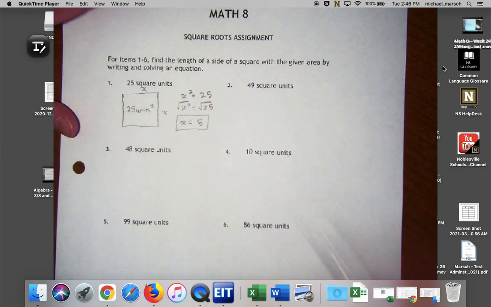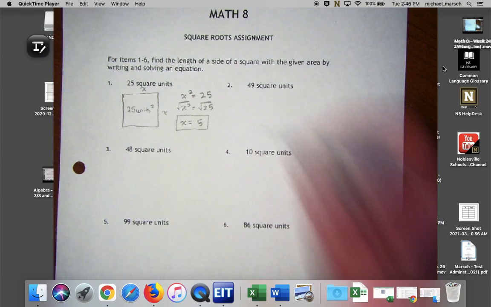Right? What if someone said, nope, you're wrong. The side length is 12.5. What did they do incorrectly? They divided. They divided by 2 instead of taking the square root, right?